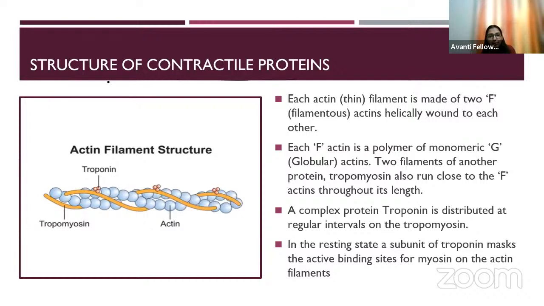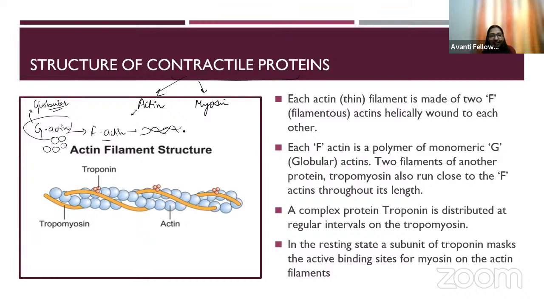Next are the contractile proteins. There are two types of contractile protein, which are actin and myosin. Actin is formed first from G-actin. This G-actin is a globular protein, like this. This G-actin will undergo polymerization and form F-actin. Now two F-actin strands are helically coiled and form one actin filament.